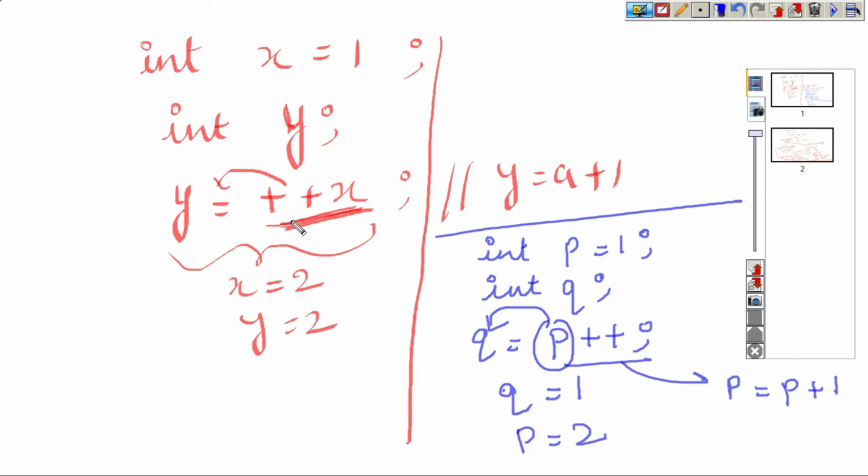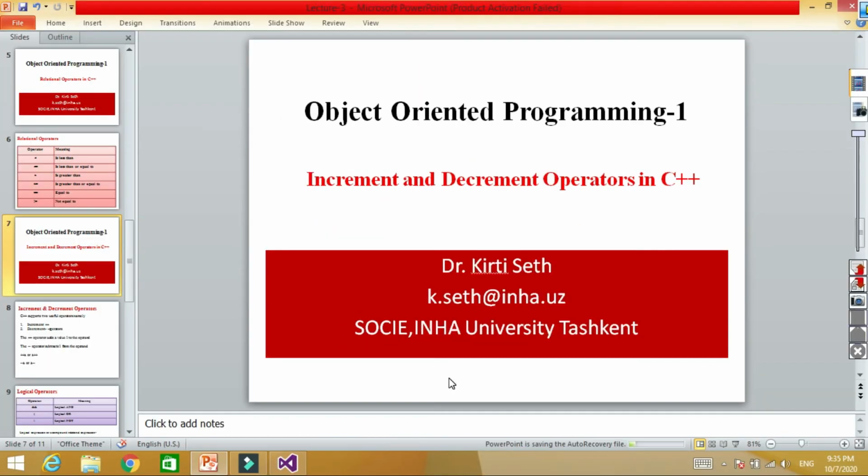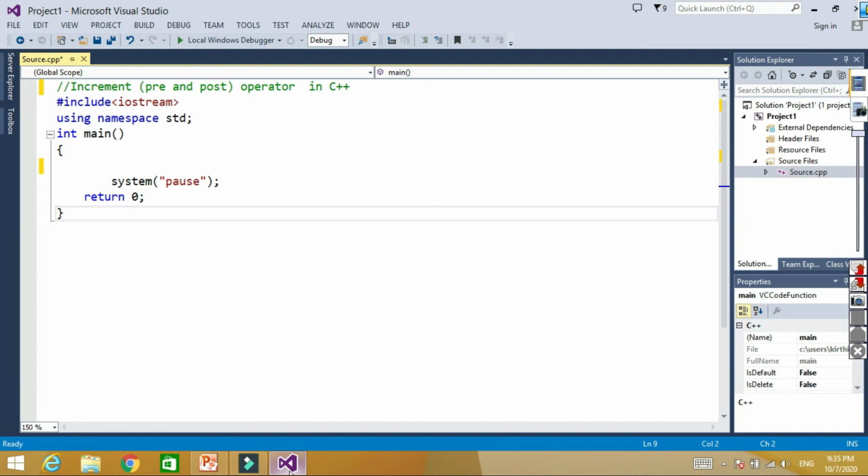This is pre-increment. This operator first increments the value of x, that is 2, and then 2 will be assigned to y. This is post-increment. Post-increment first assigns the value of p to q, that is 1, and then increments the value of p only. Okay. So let us check it on Visual Studio first, then we will go with some more examples of it. So this is pre and post-increment.